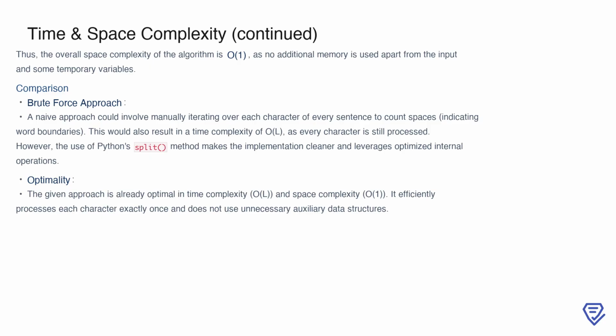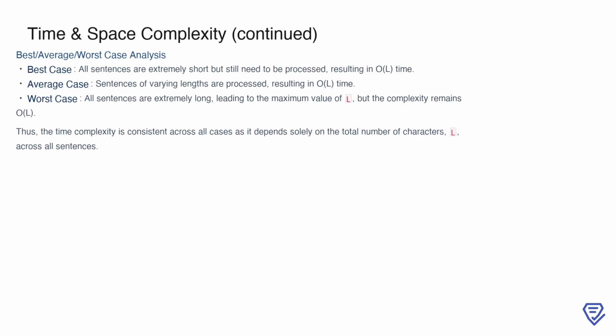This approach is both time and space optimal, processing each character exactly once and avoiding unnecessary auxiliary data structures. Now let's consider the best, average, and worst-case scenarios for this algorithm. In the best case, all sentences are extremely short. Even in this scenario, every sentence still needs to be processed, so the time complexity remains O(L).